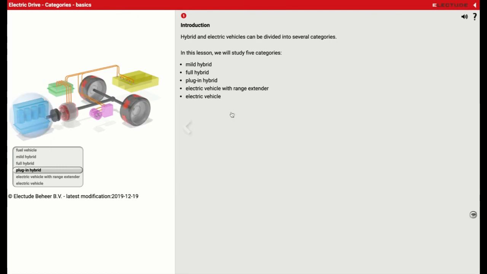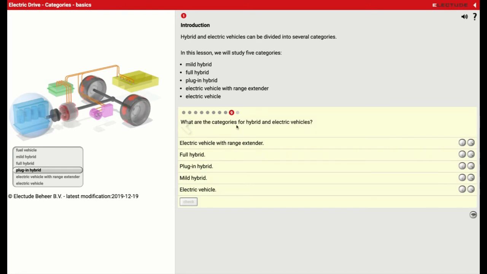And now we'll go to number 9. What are the categories for hybrid and electric vehicles? And for that, we're just going to look at the list right here, or the one over here, same thing. We've got electric vehicle with range extender. We've got a full hybrid, plug-in hybrid, mild hybrid, and we've got the classic electric vehicle. So quite a few different options.